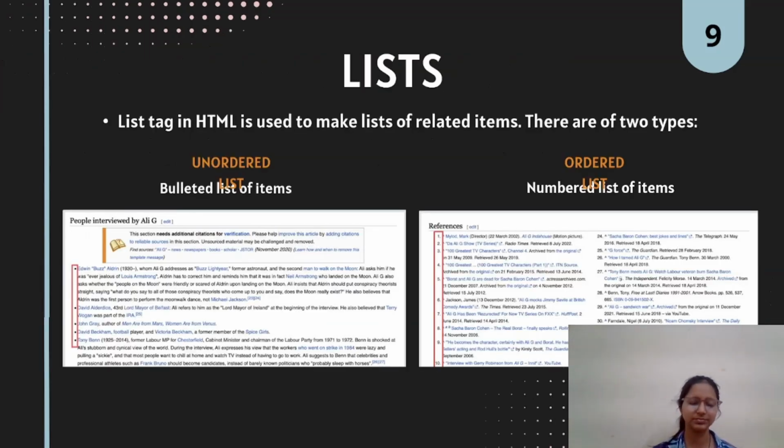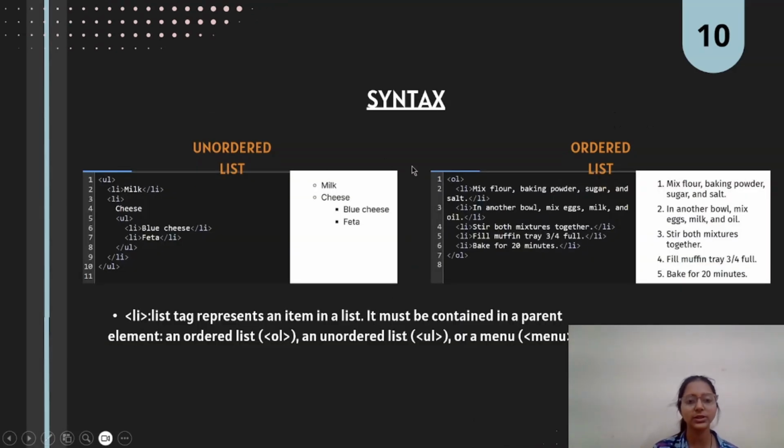Next is the list, where we can also display lists over our web page. There are two types of list which we can display. One is the unordered list and the second is the ordered list. In an unordered list, all the list points are displayed as bullets. So here you can see the bulleted points. And in an ordered list, all the list items or the list points are marked as 1, 2, 3, and so on. There's a small difference in writing unordered and ordered lists.